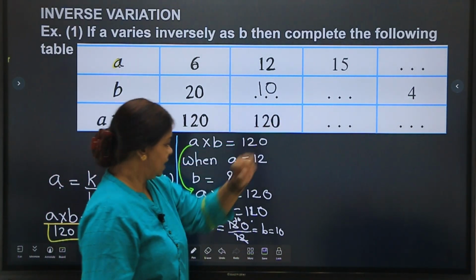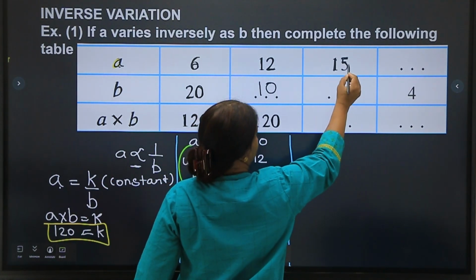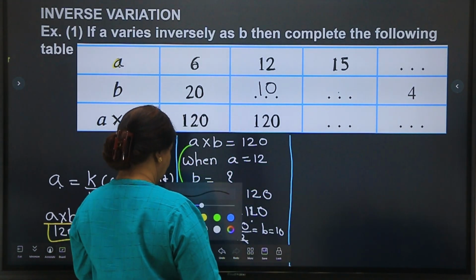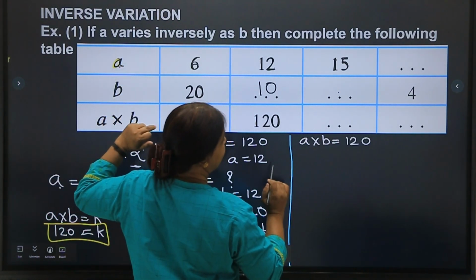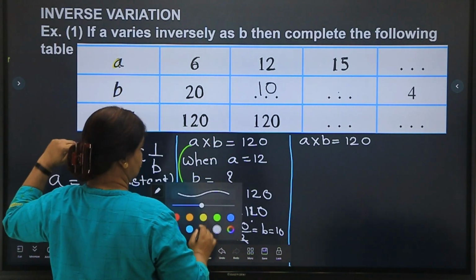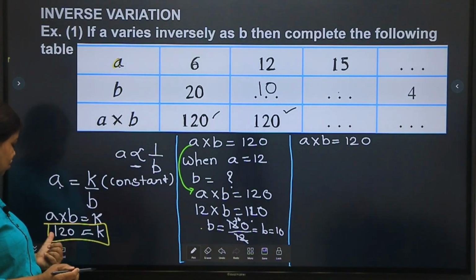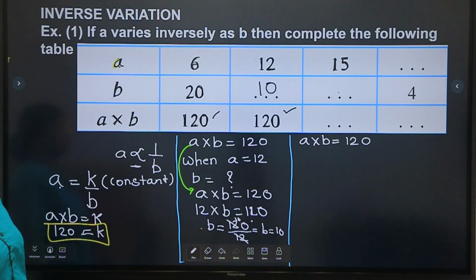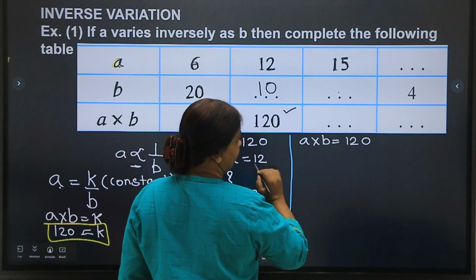Now in this case, when A is equal to 15, we need to find B, and we need to find A into B. We already have A into B is equal to 120. In this case, as A is inverse variation, A into B is equal to a constant, which is equal to 120. Already we have got that, so I'll be using that. A into B is equal to 120.